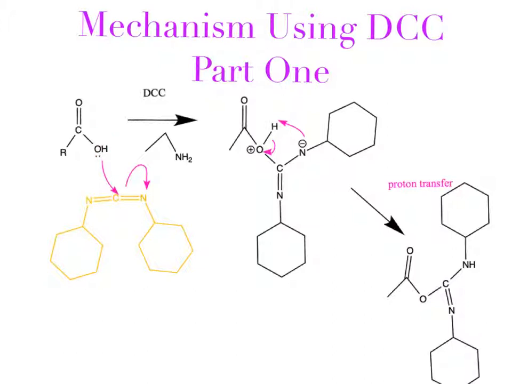So this group over here donates electrons to the carbon on the DCC, and this carbon then donates electrons to the nitrogen. So if we go to the next step, the nitrogen now has a negative charge on it, which can then grab the proton off of here and push the electron pair onto the oxygen, making both the oxygen and the nitrogen neutral. And so after this proton transfer occurs, we have an activated carboxylic acid molecule.